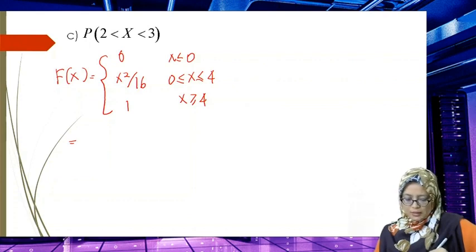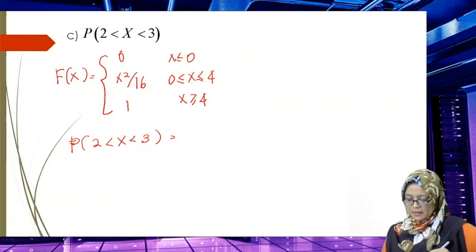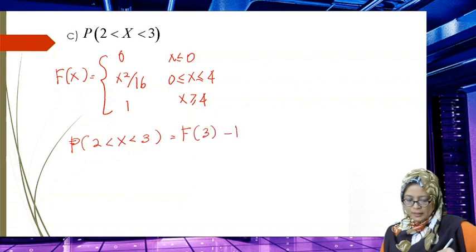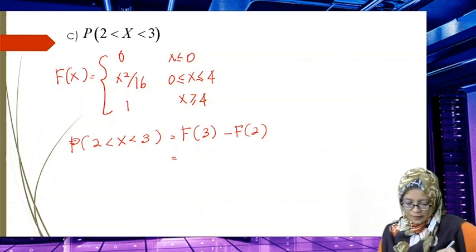Untuk cari probability x is in between 2 to 3 menggunakan F besar ni, kita akan cari dia F3 tolak F2. Maksudnya ambil nilai yang ujung dia x dia 3, nilai yang depan dia x dia 2. So tolak je lah, F3 tolak F2. Okay, F3, x equal to 3 dalam interval ni, so kita akan ganti x tu dengan 3.